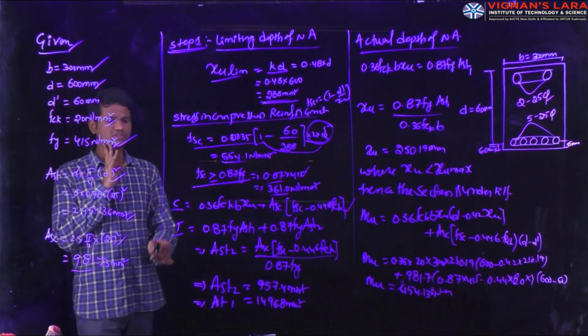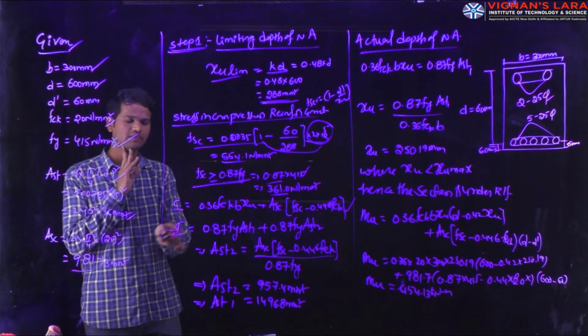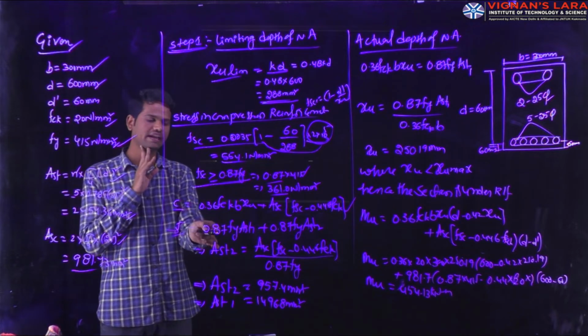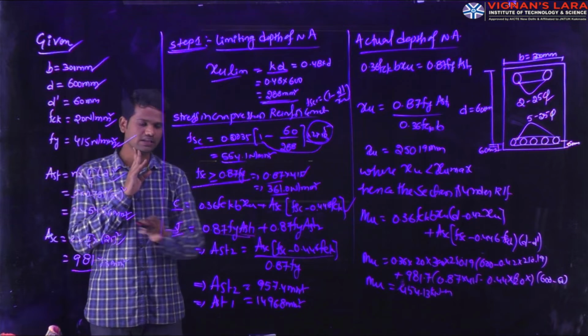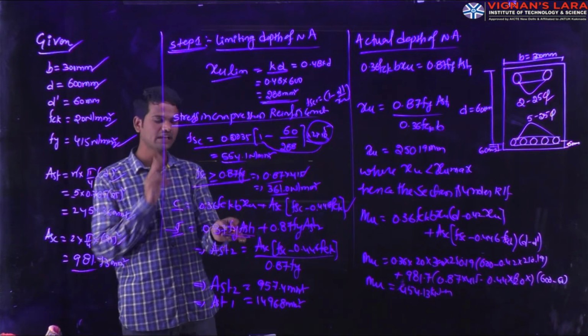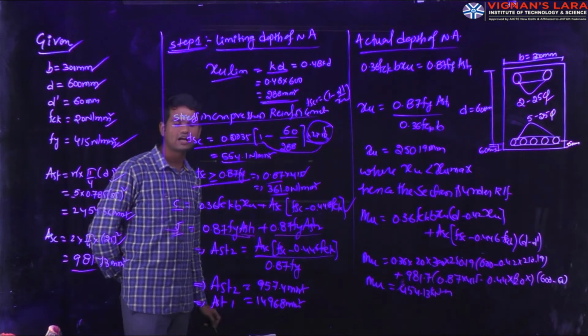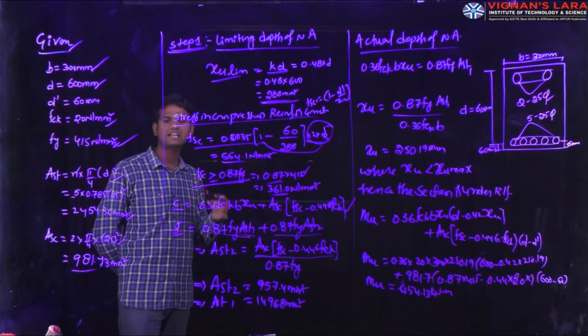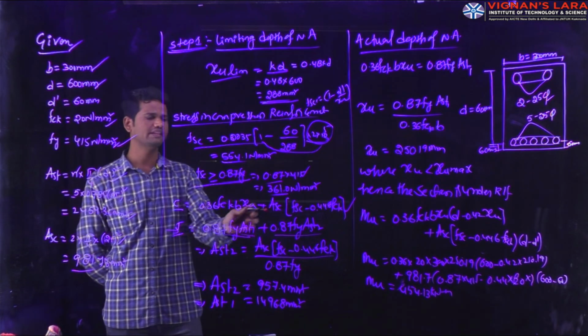Again, if you see the total tensile force acting on the doubly reinforced beam, T equal to 0.87 into Fy into AST1. This is the area of steel for the limiting moment resistance, and 0.87 Fy AST2. This is one more area of steel required for the additional load.